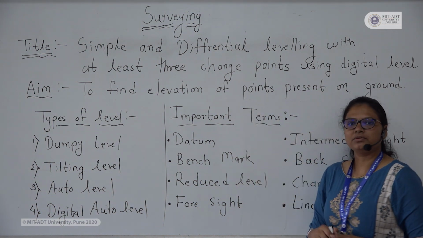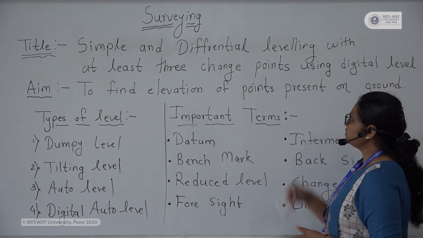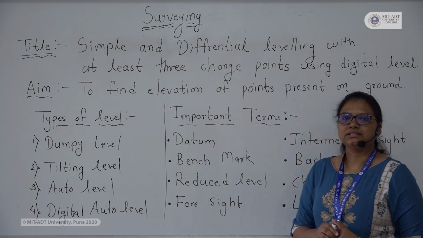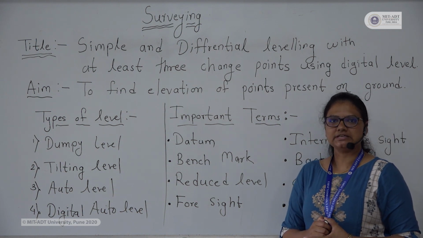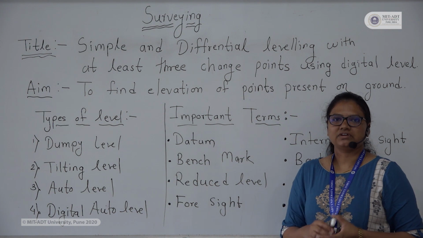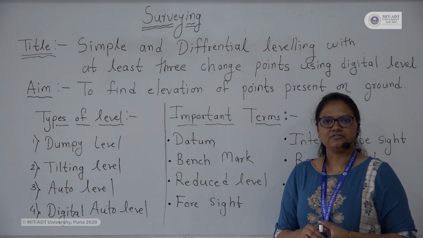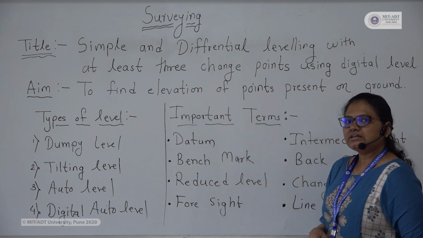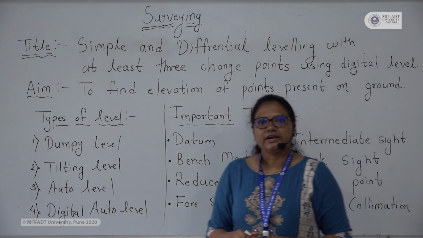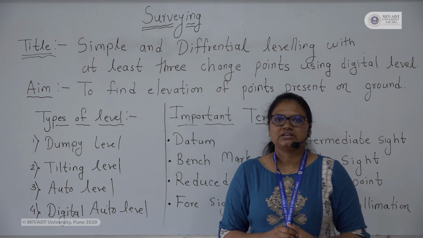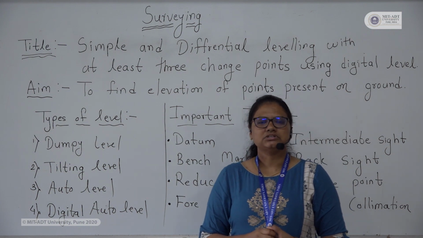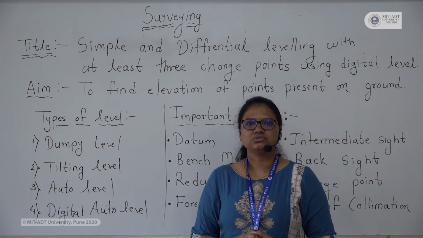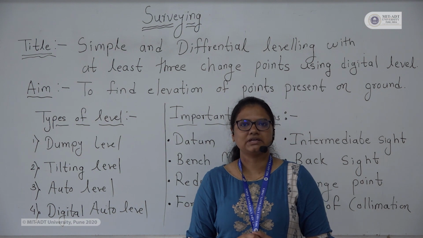The title of our practical is simple and differential leveling using at least 3 change points by using the digital level. We have different types of levels, and in this practical we are going to use the digital level. The aim of this practical, as I have said, is to find the elevation of points which are available on the ground. This type of surveying is basically used for measurement of topography of the area.